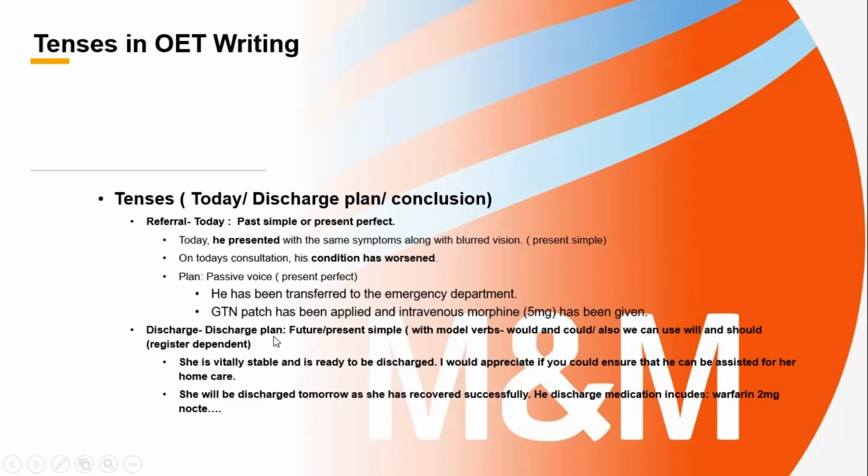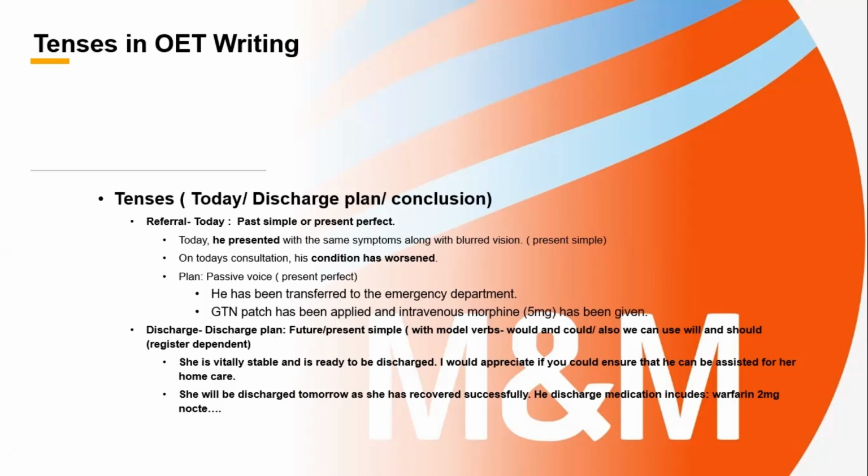In a discharge letter, mostly, the plan can be written in the conclusion, and the tense we use should be future tense. We can also use the present simple, and we can also incorporate modal verbs. Most of the time would and should could be used. Let's say she's vitally stable and is ready to be discharged. So you can see that I've used the present simple tense.